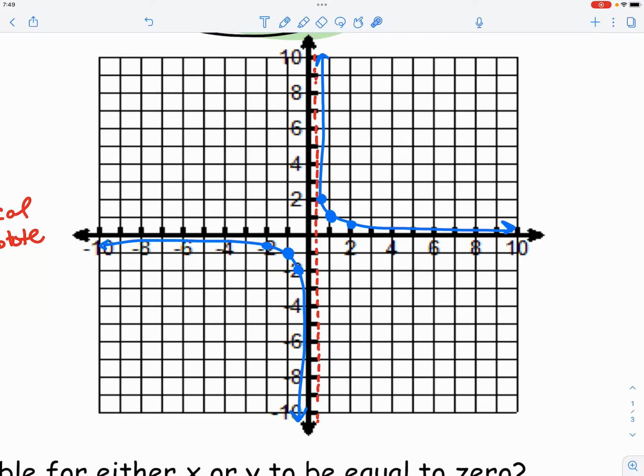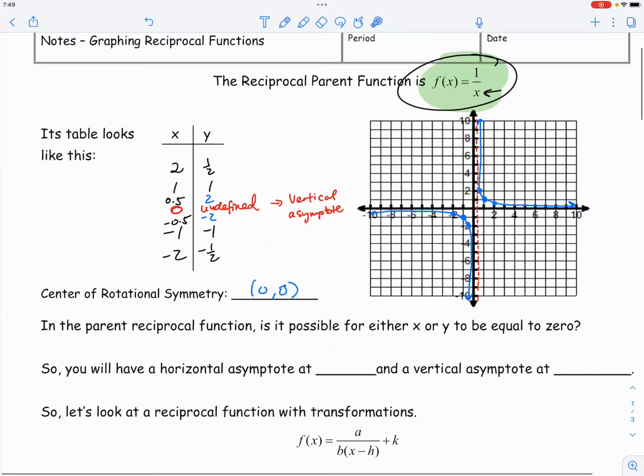Will the graph ever touch the vertical asymptote? Never. Okay, so I would also include a little note right here: it is never touched by the graph. That's one characteristic of a vertical asymptote: the graph would never touch the vertical asymptote.